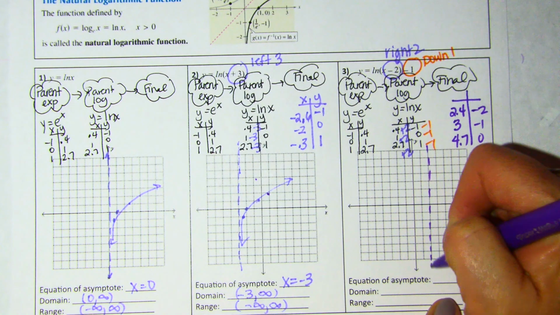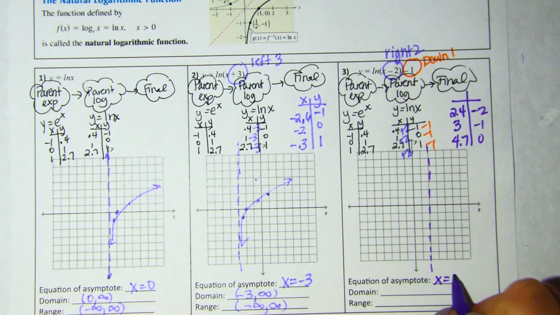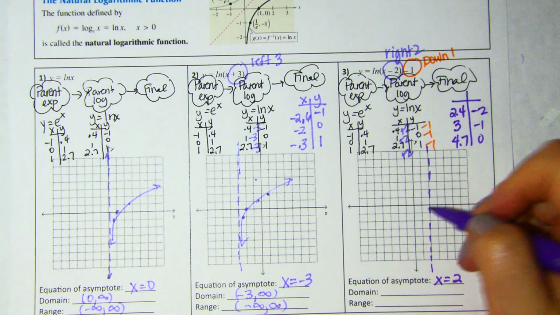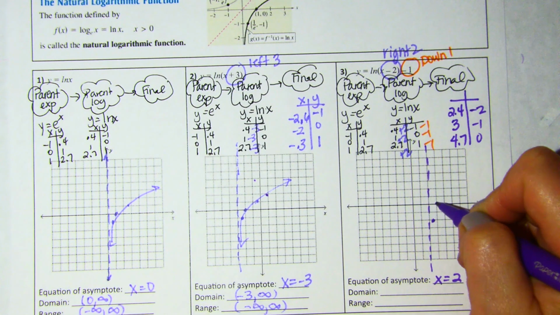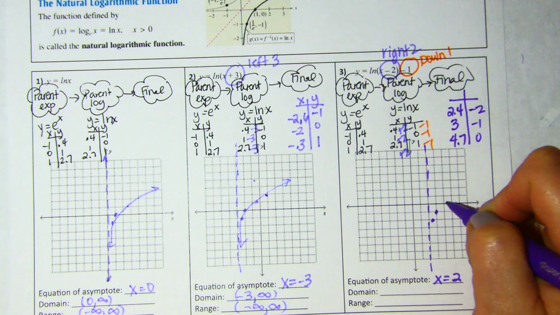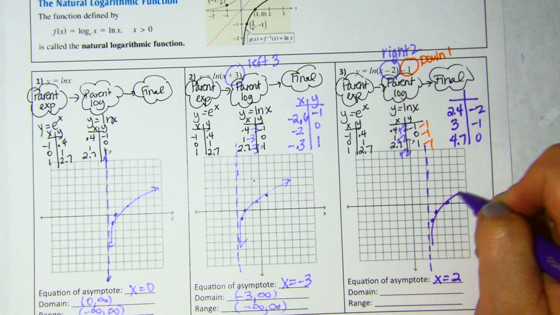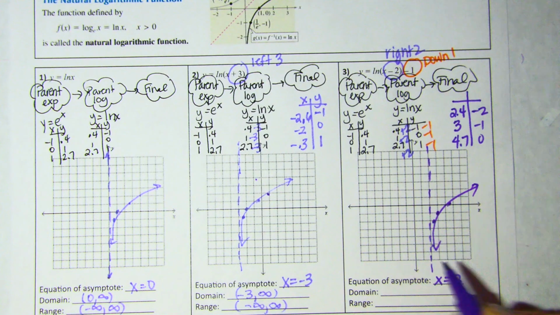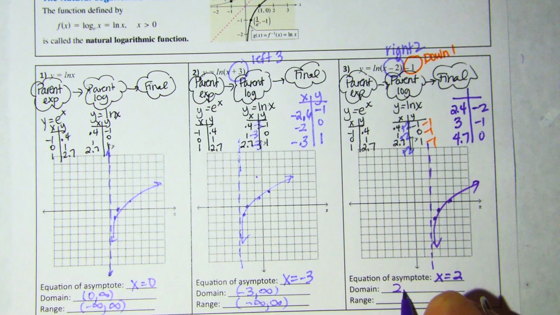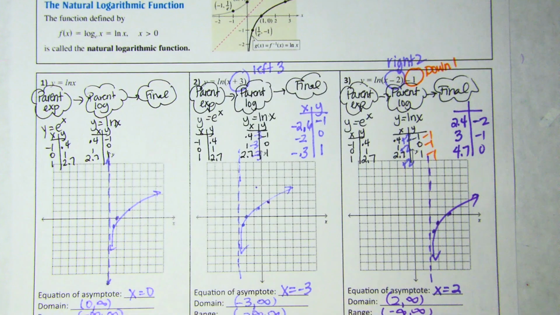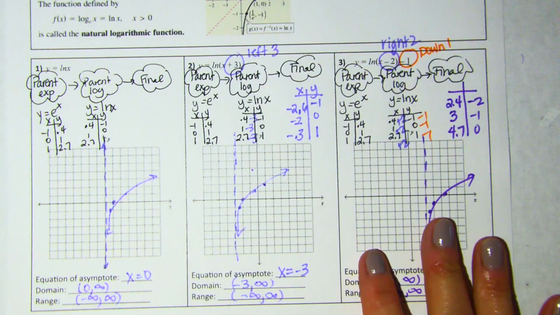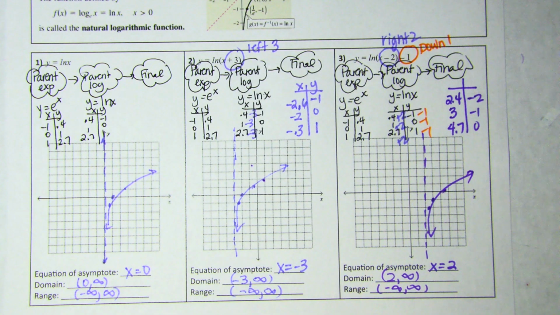So do your asymptote first. Highly recommend you do that. And then 2.4, -2, 3, -1, and 4.7, 0. And the domain is 2 to infinity, and the range is negative infinity to infinity. All right, hopefully that made sense. Thank you.